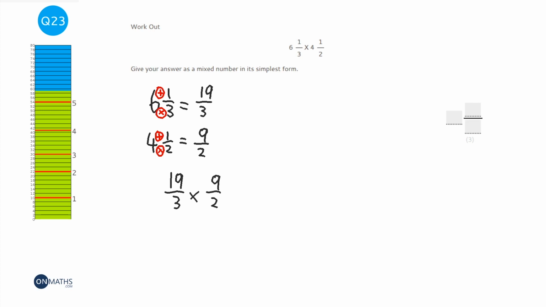So I've written the same thing, 6 1/3 times 4 1/2, but instead of 6 1/3 I've written 19 over 3, instead of 4 1/2 I've written 9 over 2. Okay, so one thing you can do at this step, which will help us write it in its simplest form, is you can divide anything at the top and anything at the bottom by a number to simplify it. So the 9 at the top and the 3 at the bottom, I can divide them both by 3. So that will leave 3 at the top there, and it will leave 1 at the bottom there.